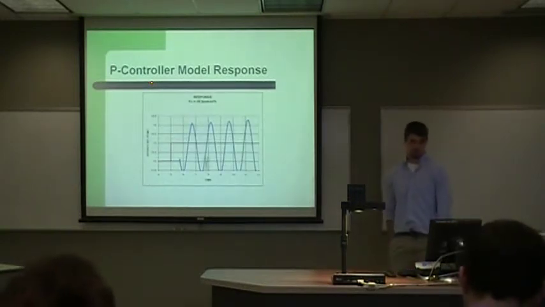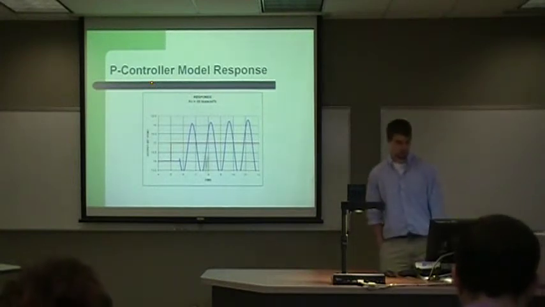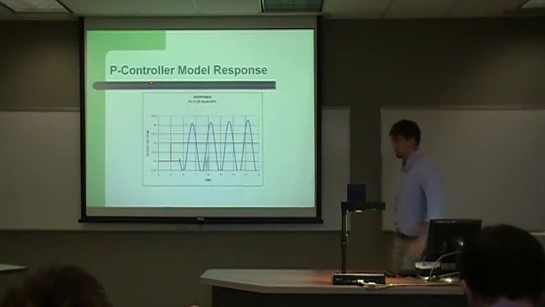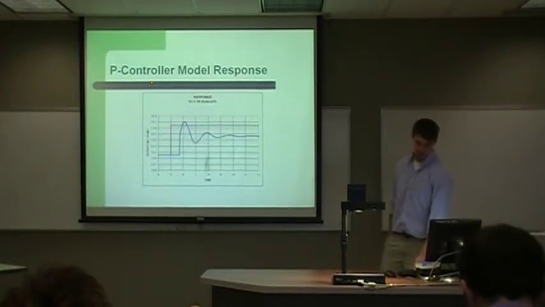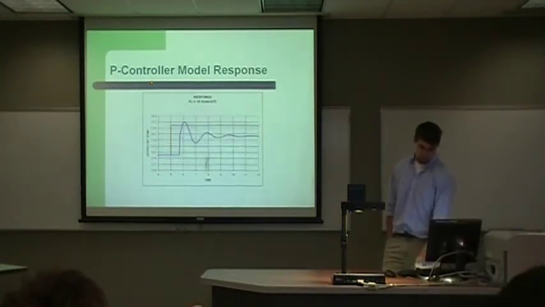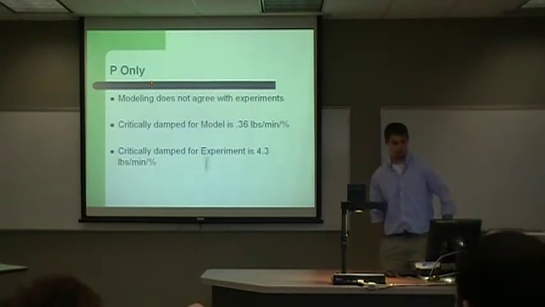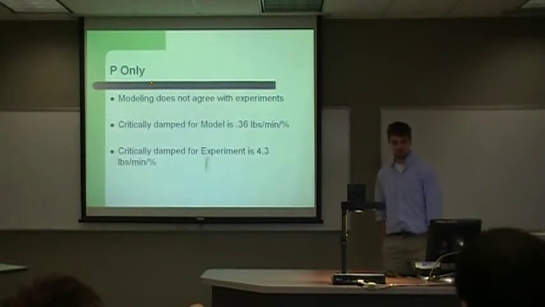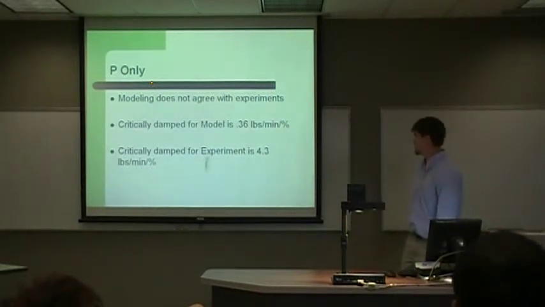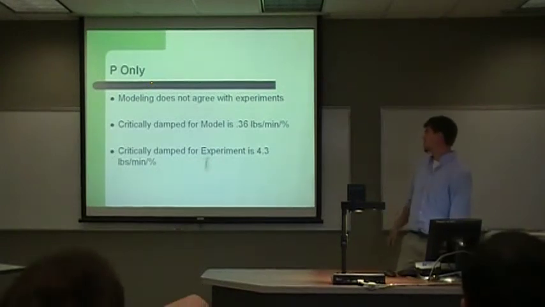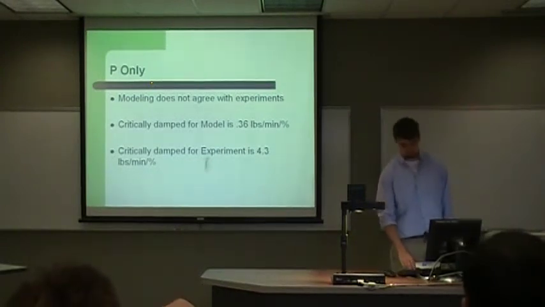Proportional controller model. Looking here, you can see the KC is 25 pounds mass per percent, which is just kind of what we're working with. Another one, KC is 16. This is, I think, quarter decay. That one must have been. For the conclusion, proportional only modeling is not great with experiments. Critically damped model is 0.36 pounds per minute per percent. Critically damped experiment is 4.3 pounds per minute per percent.